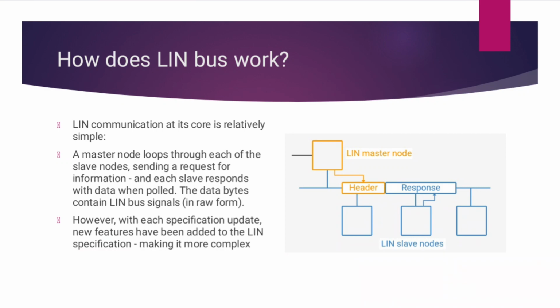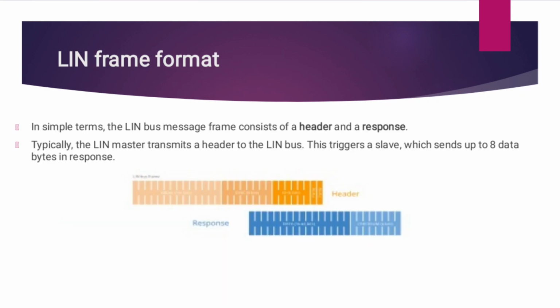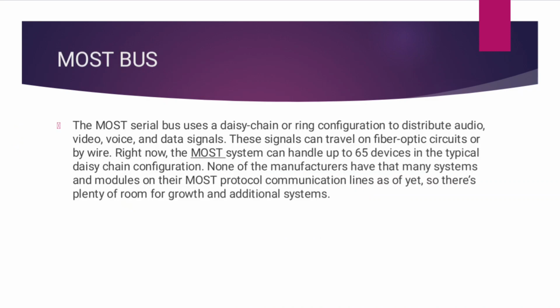Here we see how LIN bus works. LIN frame format. In simple terms, the LIN bus message frame consists of a header and a response. Typically, the LIN master transmits a header to the LIN bus. This triggers a slave which sends up to 8 data bytes in response.